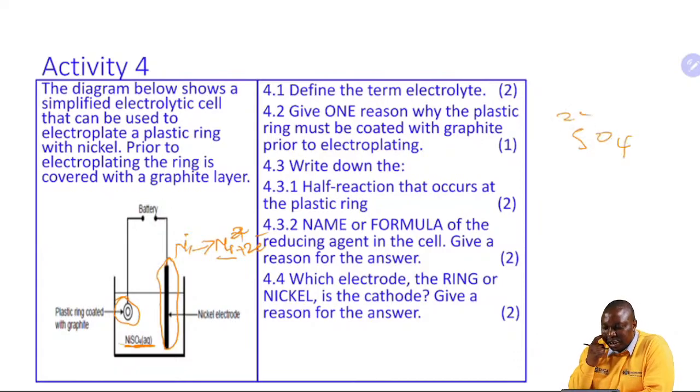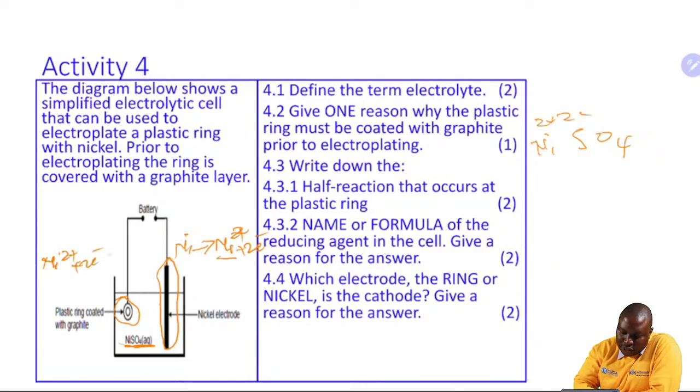Remember the oxidation number. So at all times, when you see that we're having a sulfate, you know that it's a 2-, which means that nickel is a 2+, because the 2+ and the 2- must cancel one another. So at all times, when you're having a 2+, you must have a 2-, so that they're able to cancel. So you know that it is nickel that is going to lose electrons. This side is nickel 2+. That is going to gain electrons to become nickel, which means now your plastic ring coated with graphite.